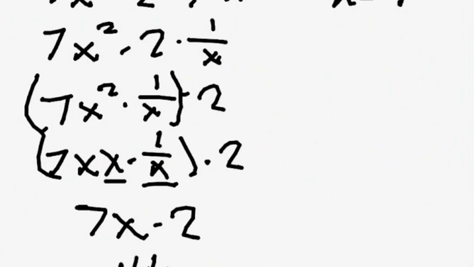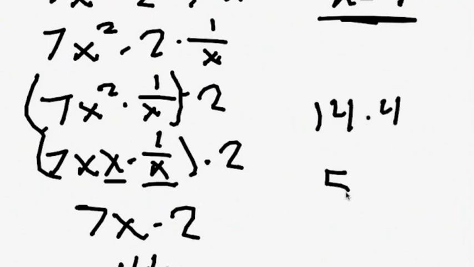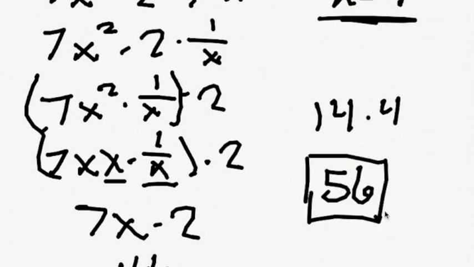You can use the associativity property, and you substitute in x equals 4. So you have 14 times 4, and then the answer is 56. That's how you simplify an expression.